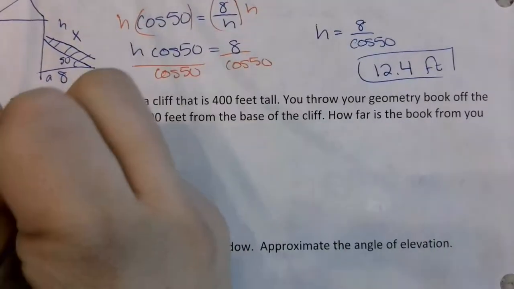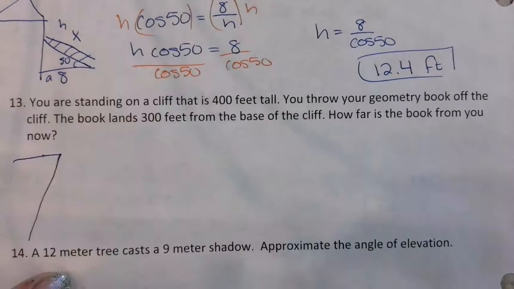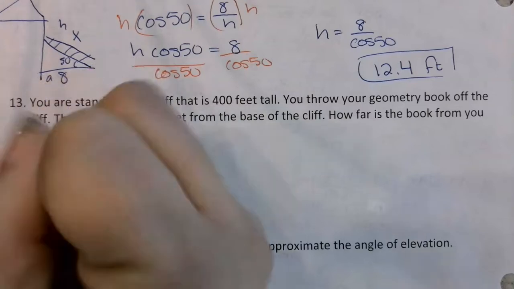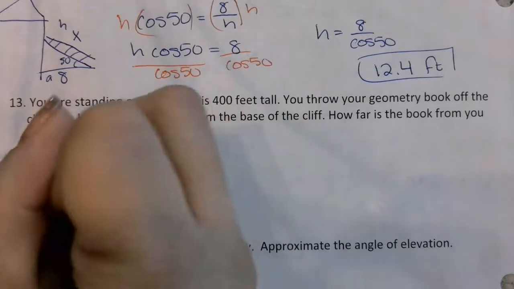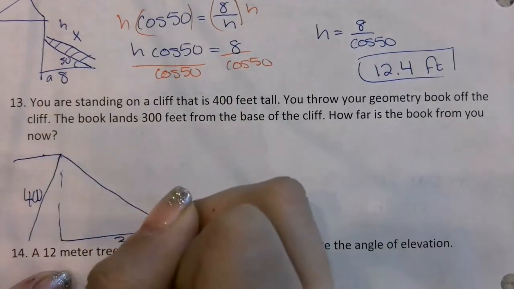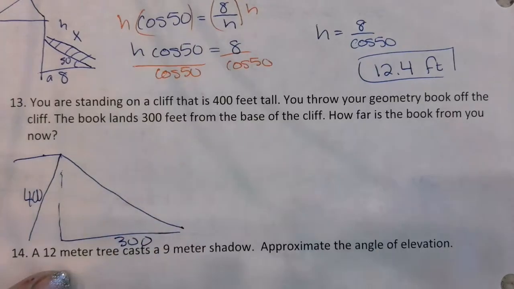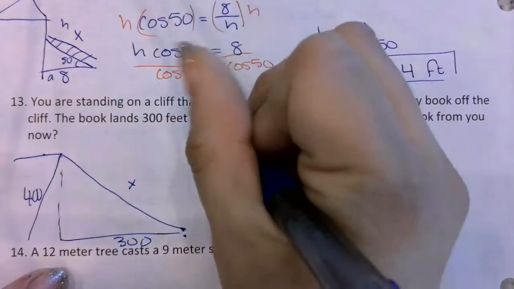On this one, it tells me I am standing on a cliff, and it is 400 feet tall. I throw my book, it lands 300 feet from the base of the cliff, and I want to figure out how far away the book is right now. So that would be my diagonal distance. This one, I just want to use the Pythagorean theorem.